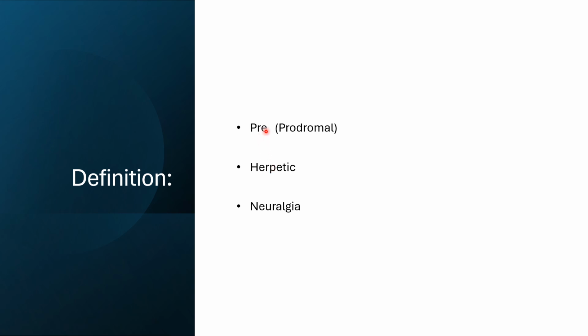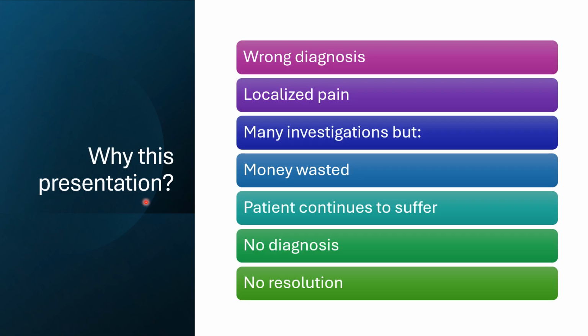Pre means before. So we are talking about nerve pain before the full appearance of signs and symptoms of herpes zoster virus. Why this presentation? It is necessary because we run into wrong diagnosis with pre-herpetic neuralgia.